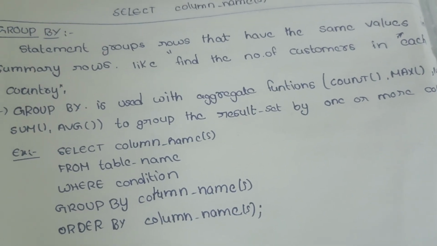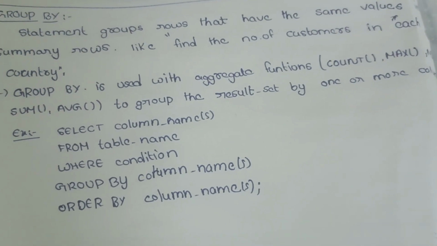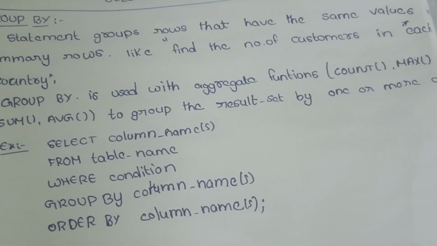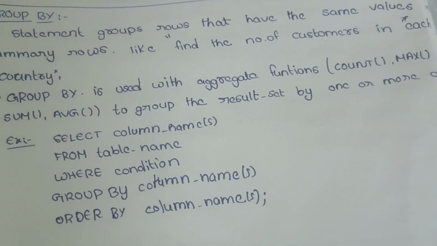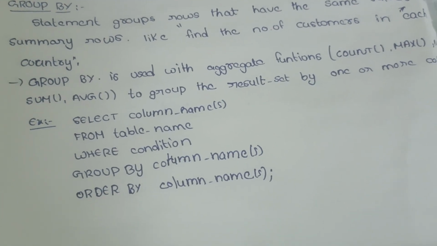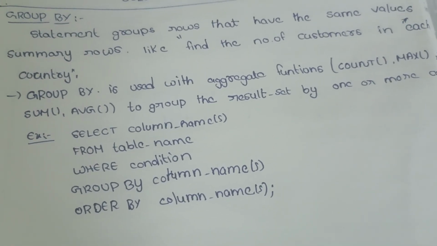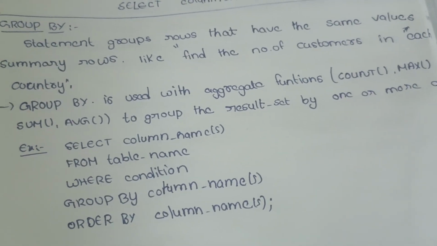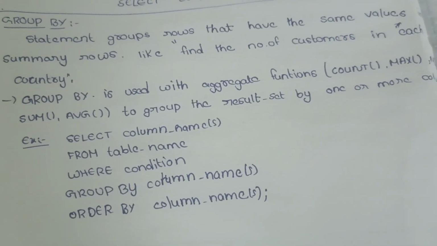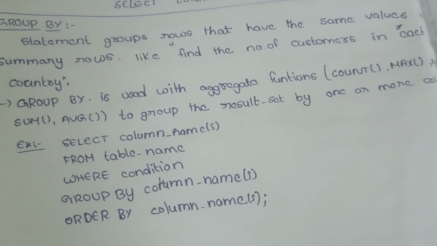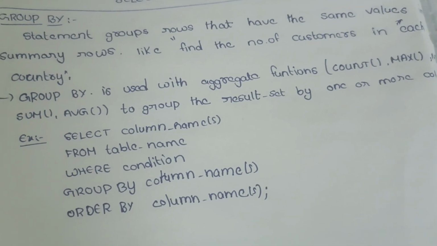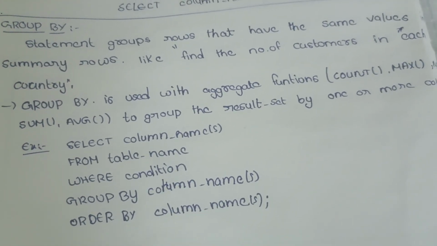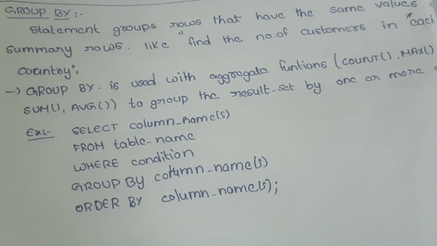If there is a customers table that contains columns like customer id, customer name, customer address, and country of that customer, these are the column names. Then, if we need to find the number of customers from India, we can use this type of statement, the GROUP BY statement.